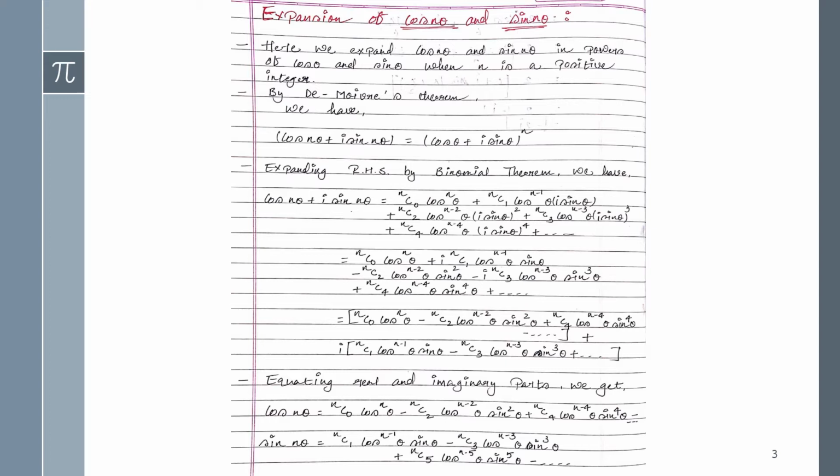So I'm starting with the theory, and here it's written: we expand cos n theta and sin n theta in powers of cos theta and sin theta when n is a positive integer. Whenever n is given as a positive integer, at that time we convert cos n theta and sin n theta into the form of cos theta and sin theta. This line is very important, guys.